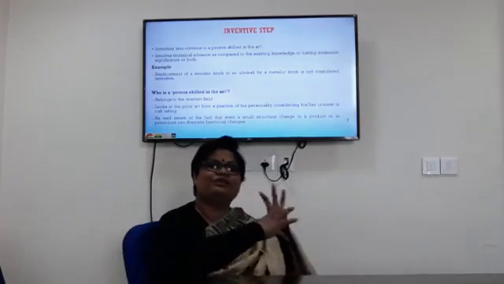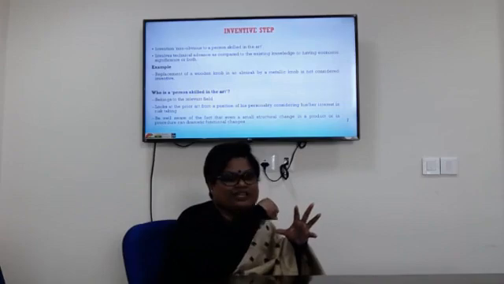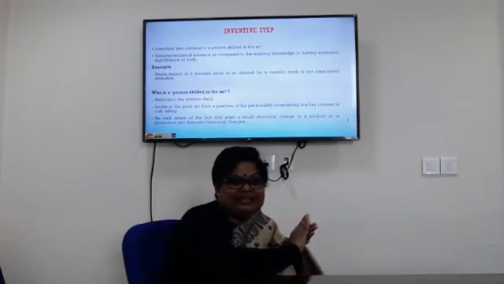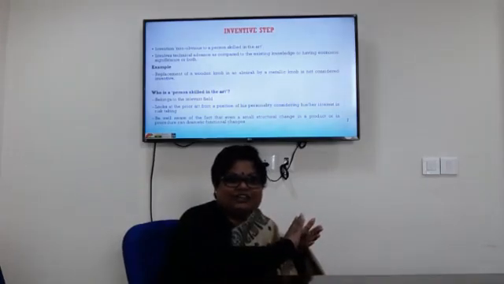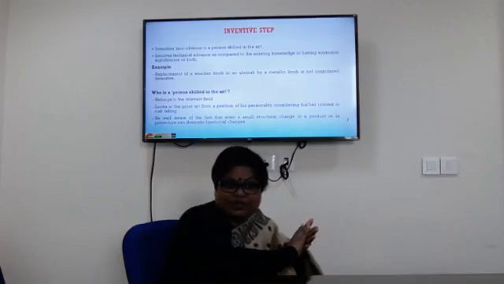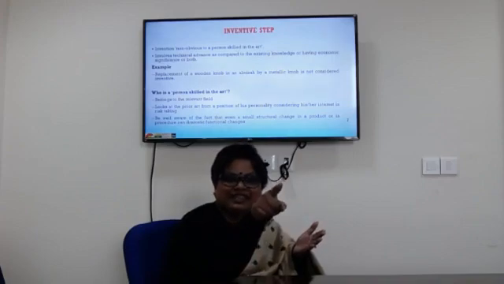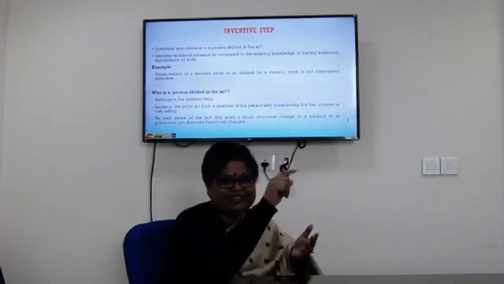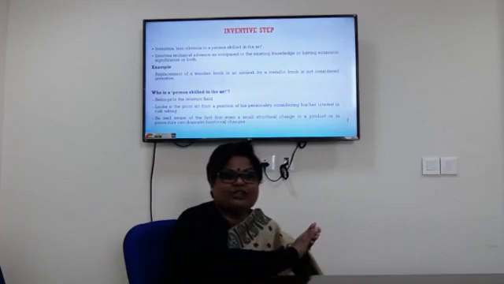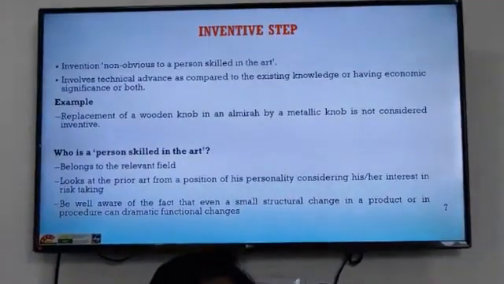Now, let's mesh what we learned about novelty earlier with what I'm telling you about inventive step. I said that if the prior art talks about fixing something on the wall with a screw, then that would not defeat the novelty of an invention where you talked about fixing something with a nail. However, it would not satisfy the inventive step test, because replacement of a wooden knob in an almirah with a metallic knob is essentially doing the same thing. Now, maybe the metallic knob is novel because no one thought of a metallic knob before you did.